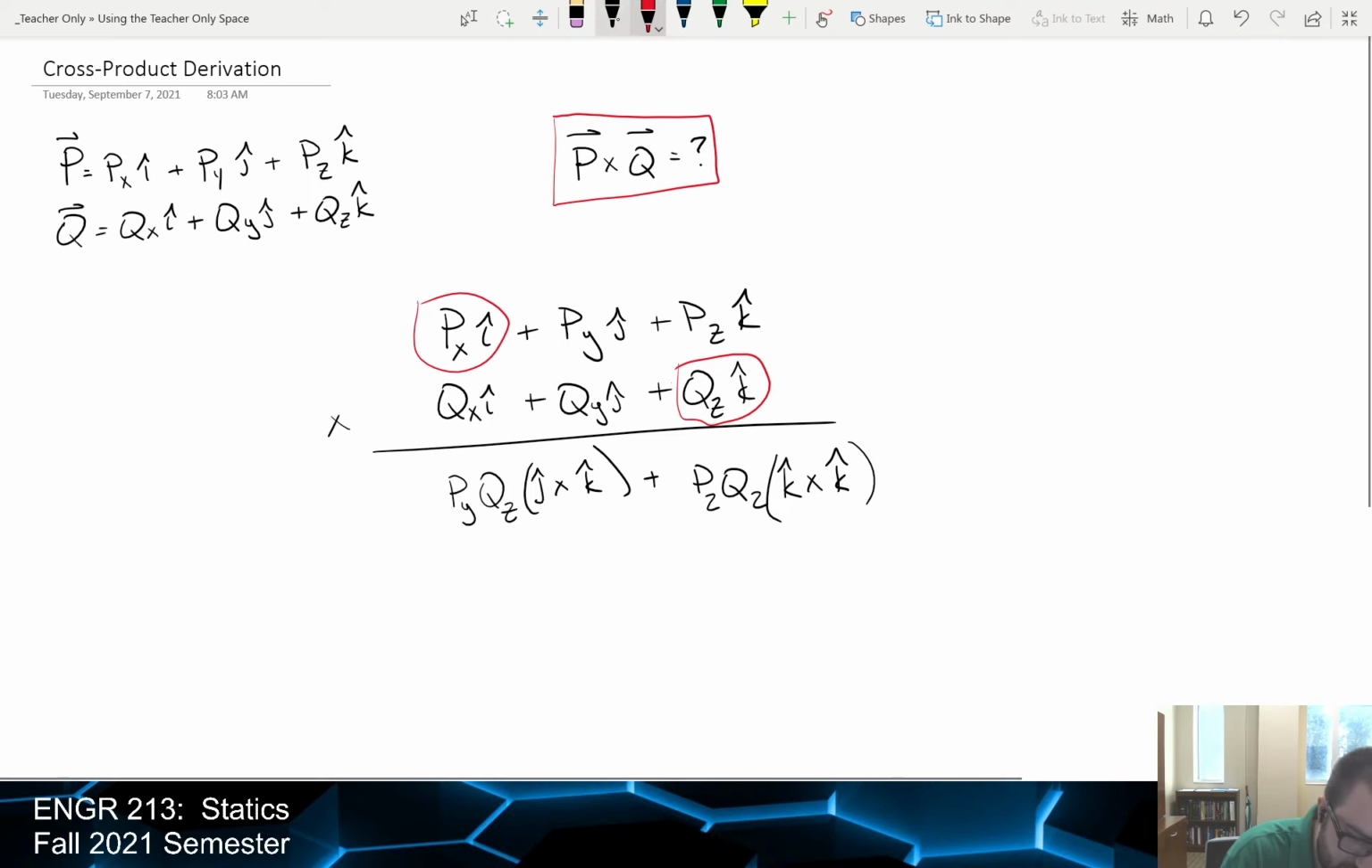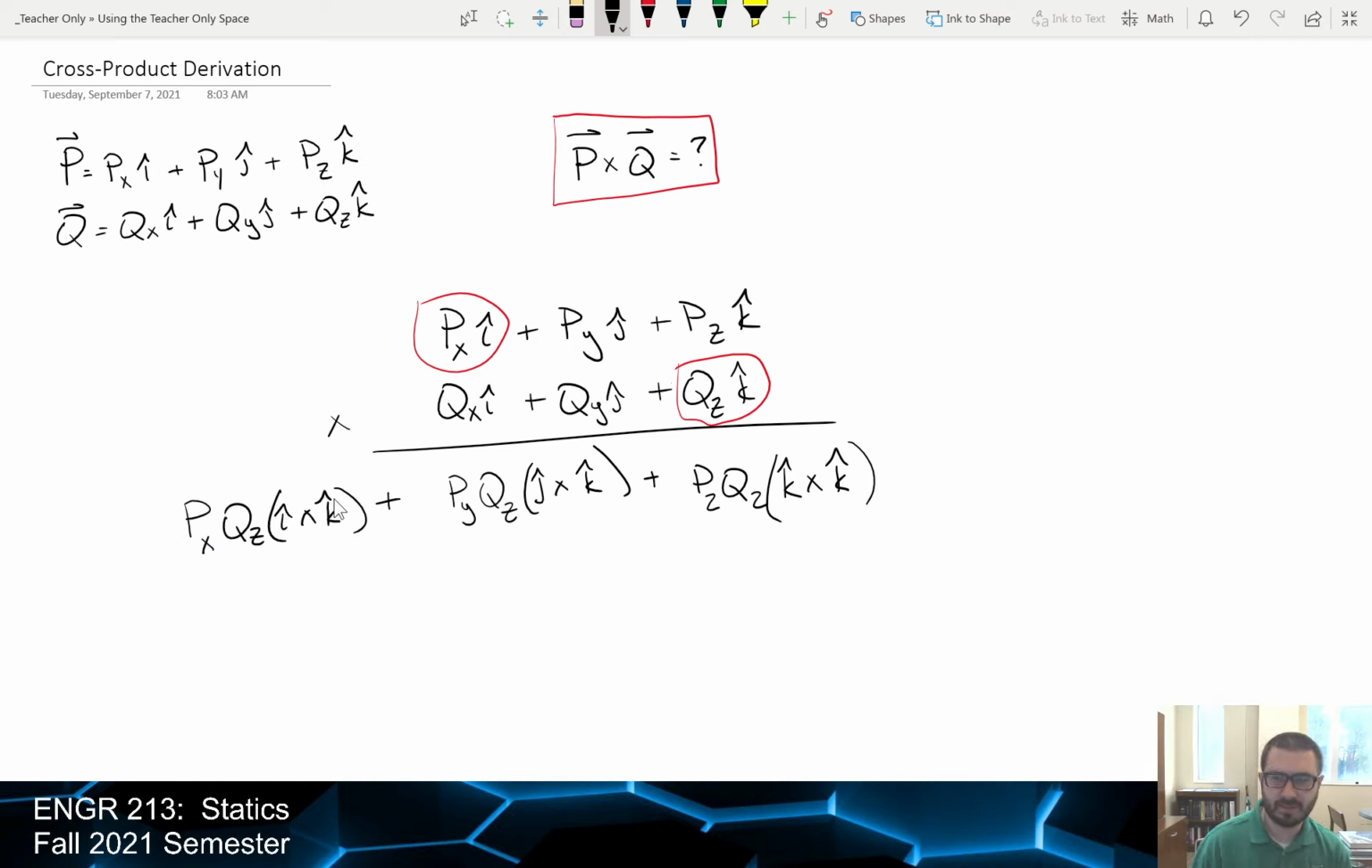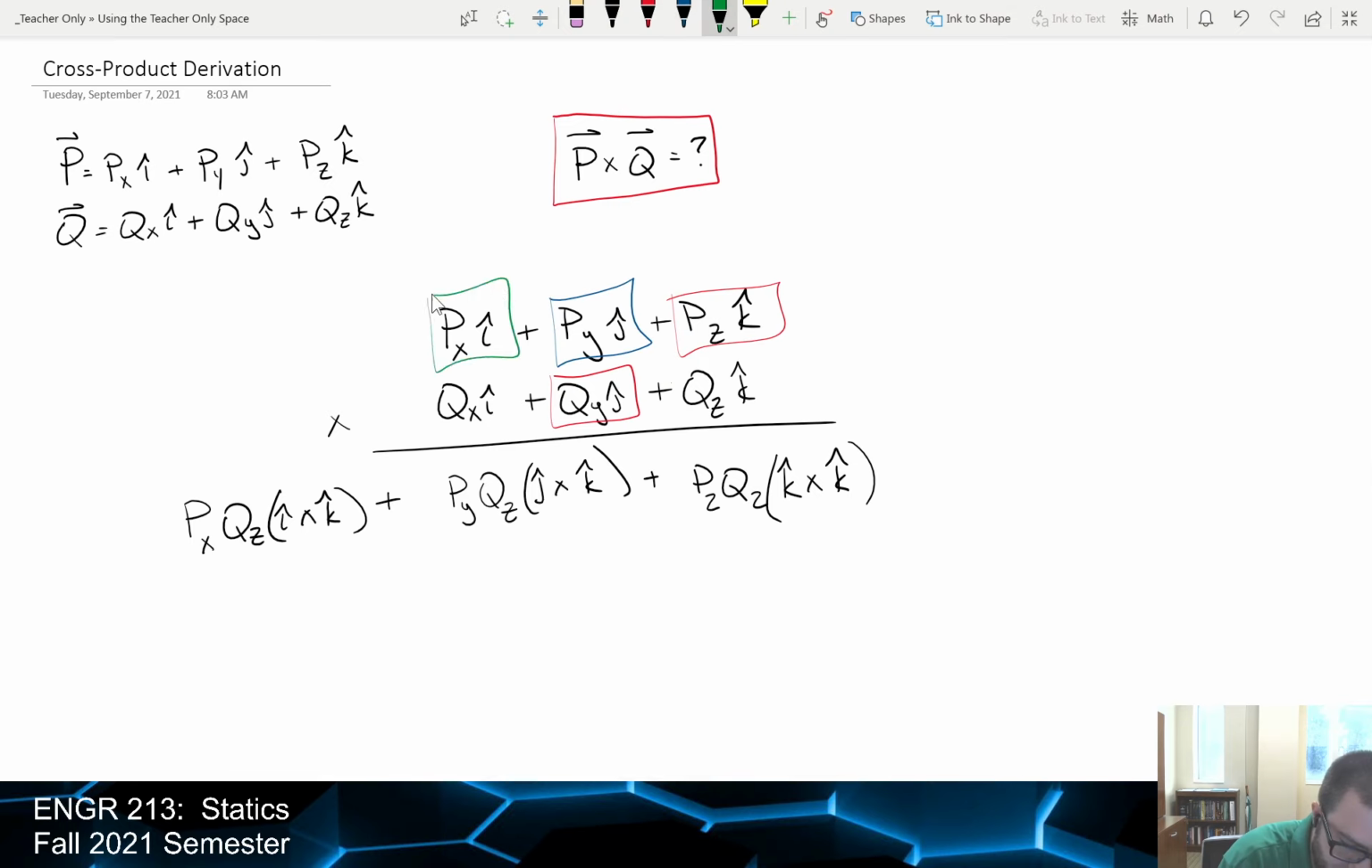All right, and then we'll do this times this. So plus px qz i cross k. Okay, so see what I'm doing here? I'm just doing this term times this term, plus this term times this term, plus this term times this term, and I'm just going to keep doing that throughout the entirety of this process. So now let's do the second term here. So we're going to do that times that, and then times that, and then times that.